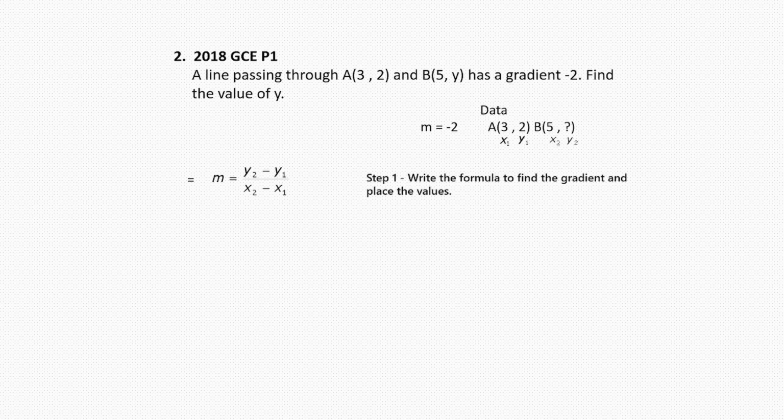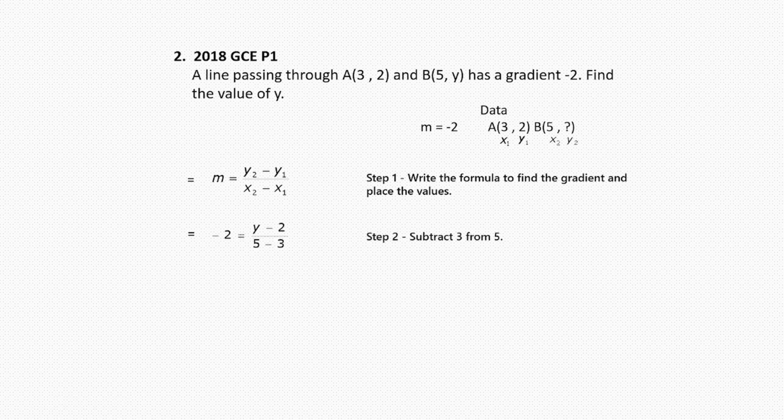Alright, so the first step is to write the formula to find the gradient. Remember, m is equals to y2 minus y1 over x2 minus x1. So we substitute the values. Where there's m, we put -2, then where there's y2, we put y, where there's y1, we put 2, then where there's x2, we put 5, then where there's x1, we put 3.